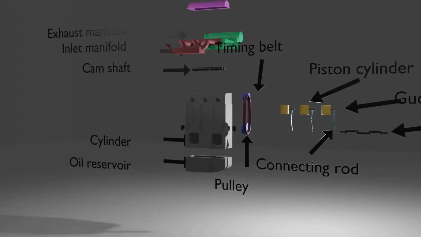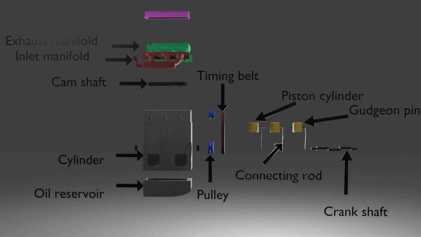In an engine, the combustion of fuel takes place within the cylinder, and the piston moves down. This rotates the crankshaft and provides power. The timing belt and pulley arrangement helps in the sequencing of the crankshaft with respect to the camshaft. The exhaust gases leave the engine from the exhaust manifold.